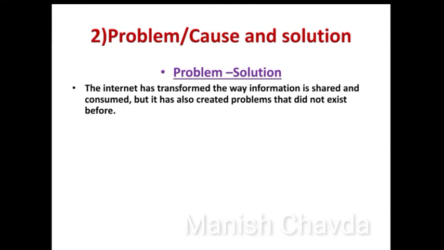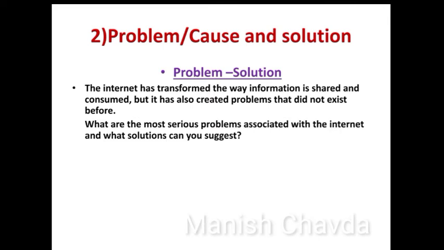The internet has transformed the way information is shared and consumed, but it has also created problems that did not exist before. What are the most serious problems associated with the internet and what solutions can you suggest? From that question you can identify that this is a problem and solution.